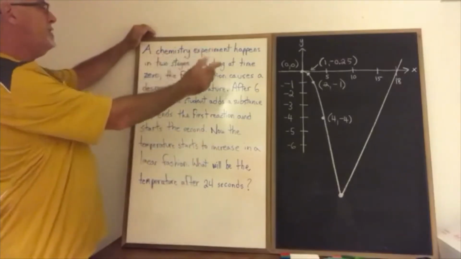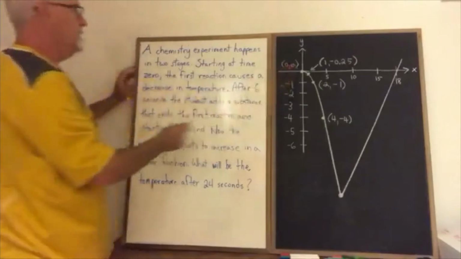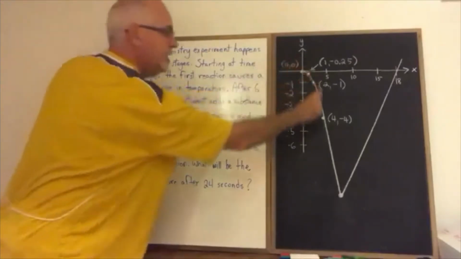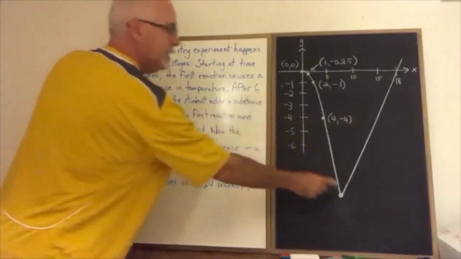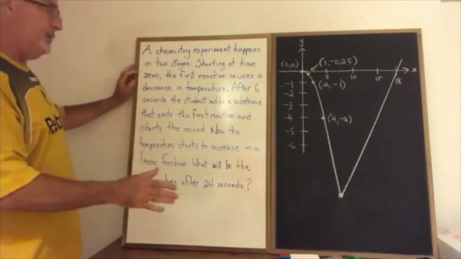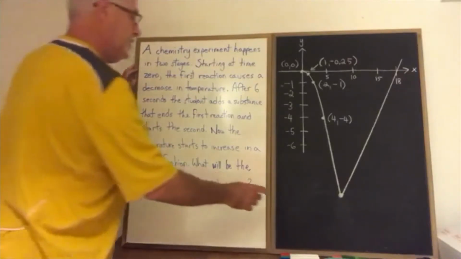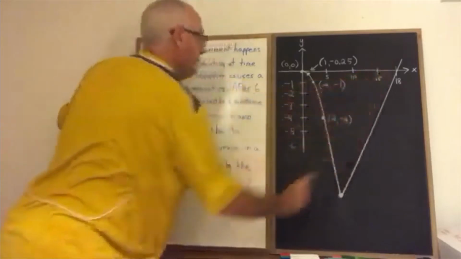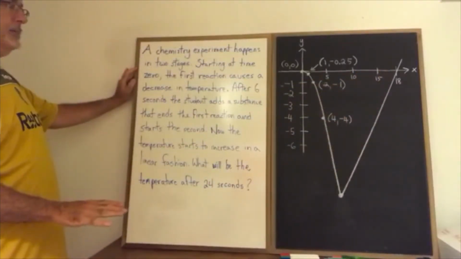A chemistry experiment happens in two stages. Starting at time 0, the first reaction causes a decrease in temperature, but after 6 seconds, the student adds a substance that ends that first reaction and starts the second reaction. Now the temperature starts to increase in a linear fashion. What will be the temperature after 24 seconds?